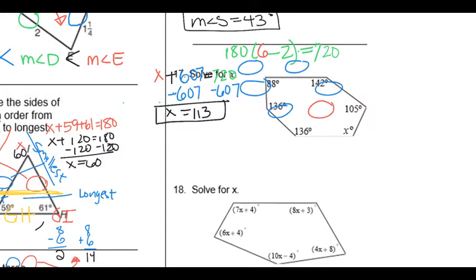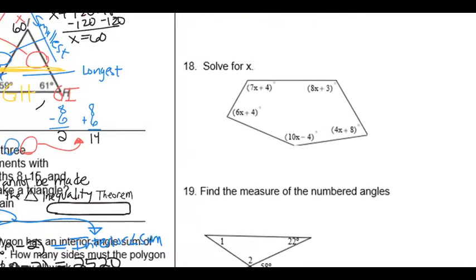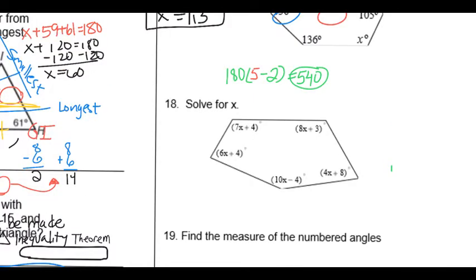Number 18 is asking for the same thing, for you to solve for x. On number 18, we have 5 sides or 5 angles. So when I use the formula, I'm going to use 180 times 5 minus 2, which turns out to be 540. First, add the 7x, 8x, 6x, 10x, and 4x. That turns out to be 35x.